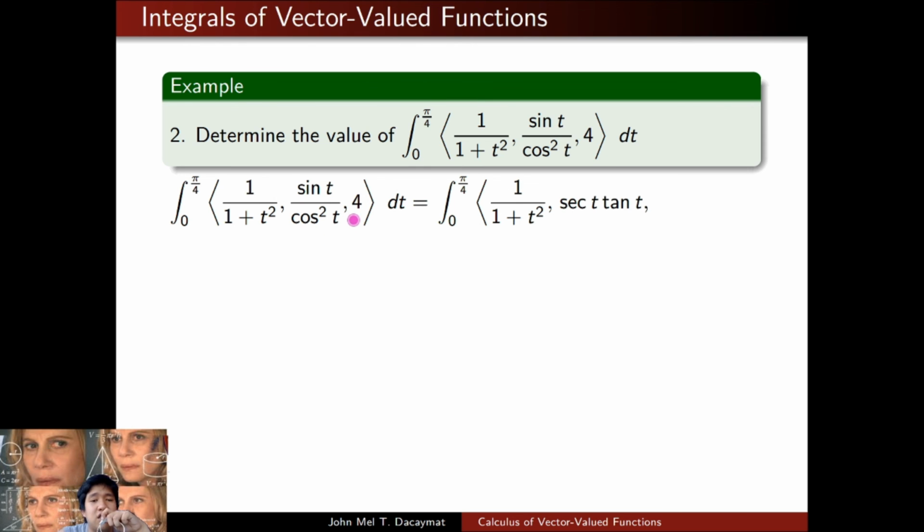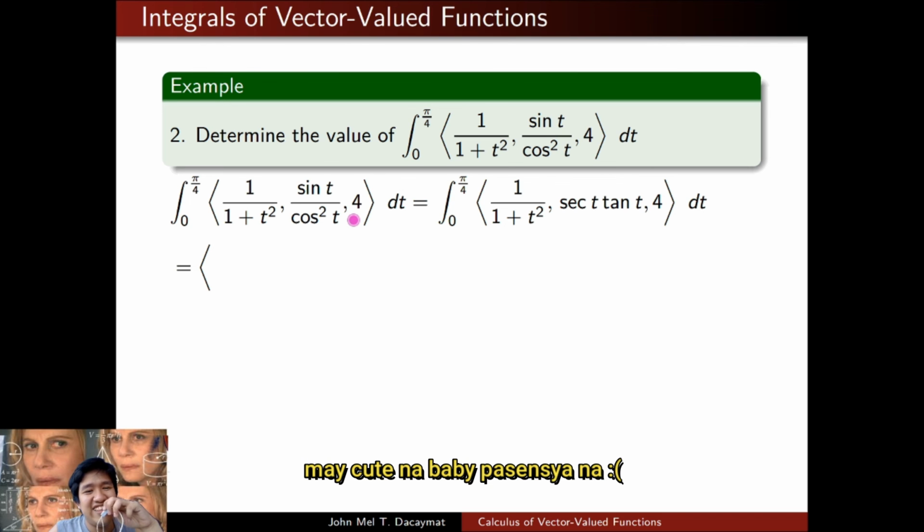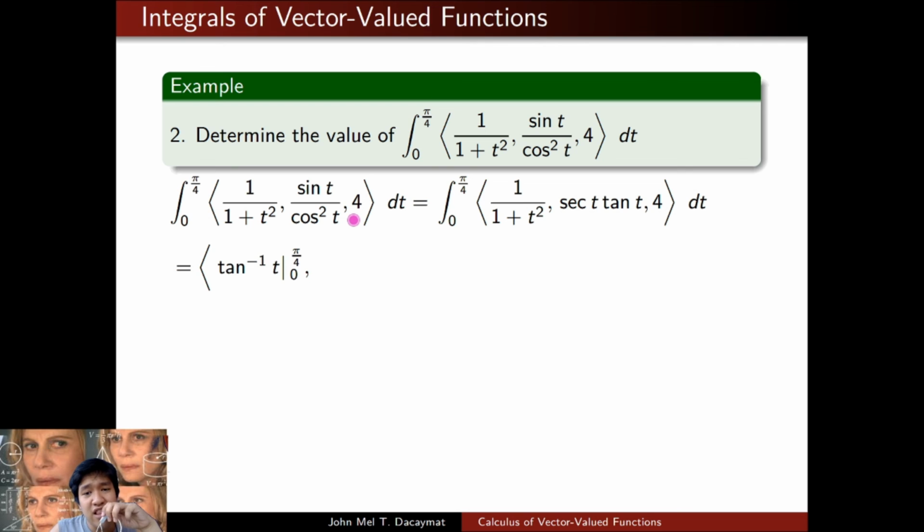That's second tangent. Tapos, yung 4 dito. And then, you can now distribute the integral for this. Itong first integral, very familiar, ang integral lang ng 1 over 1 plus t squared is just your tangent inverse, but this time we'll evaluate it from 0 to pi over 4.